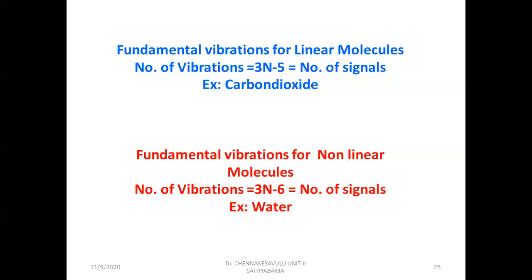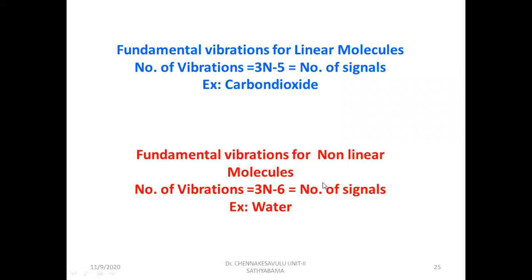The fundamental vibrations for linear molecules: the number of vibrations is 3n minus 5, where n is the number of atoms. Now here we take carbon dioxide, CO2. How many atoms? 3 atoms. If you substitute n equal to 3, 3 into 3 is 9, minus 5, 4. That means 4 signals we will be getting. For carbon dioxide we should get 4 signals.